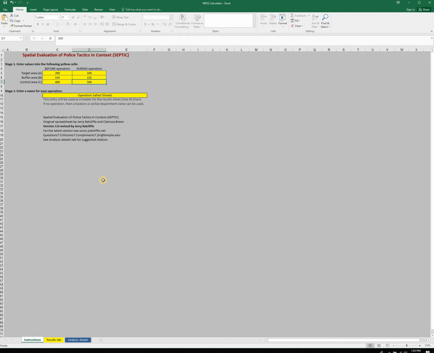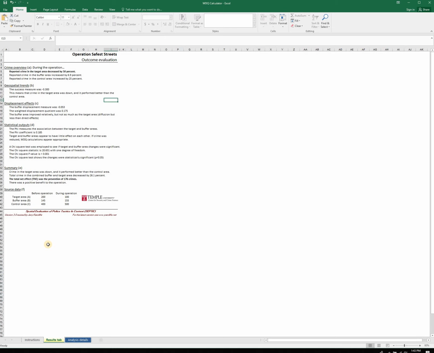And before I go, I'm just going to give you your 4th quiz question. For this quiz question, what I'd like you to do is tell me what a total net effect is. And so, going back to your results tab, total net effect is the prevention of 176 crimes in this particular example. So what this is saying is that the total net effect tells us by how much crime went up or down in targeted areas relative to controls.